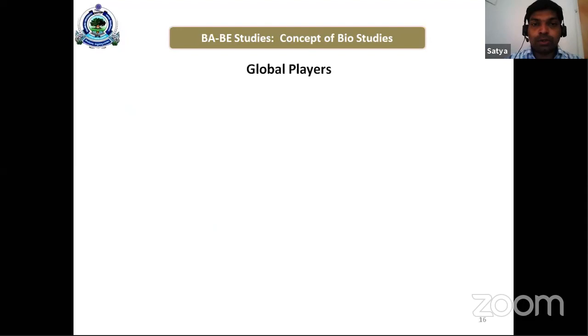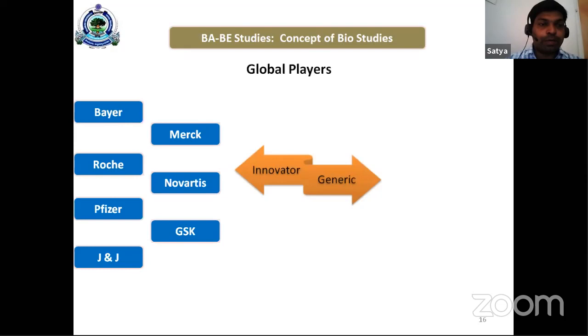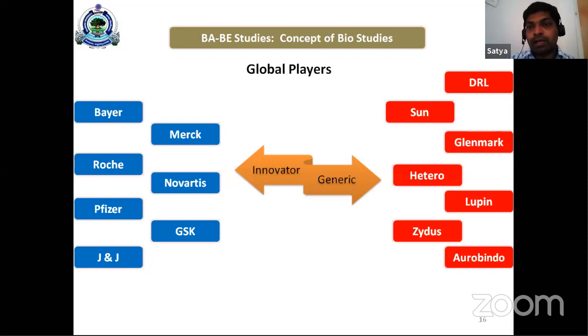So I would like to highlight a few of the global players who are currently working on innovator as well as generic. From the innovator point of view, I would say Bayer, Merck, Roche, Novartis, Pfizer, GSK, J&J. They invest huge money and huge scientists, and work on their clinical trials. Basically the generic companies I have highlighted are DRL, Sun, Glenmark, Hetero, Lupin, Zydus, Aurobindo. These are mainly Indian generic companies. India is topmost in generic development.